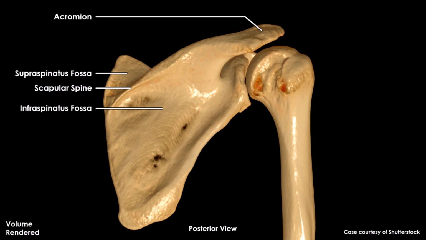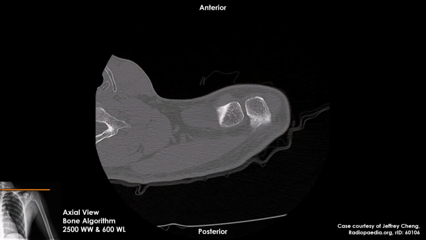Now we'll look at an axial view of the shoulder. This is an axial view of the left shoulder on a different patient. There's a few things to notice about how this image was created and how it's displayed. As with all bony anatomy, this image was reconstructed with the bone algorithm. It's displayed correctly with a window width of 2500 and a window level of 600. That's a common windowing technique for displaying any and all bones.